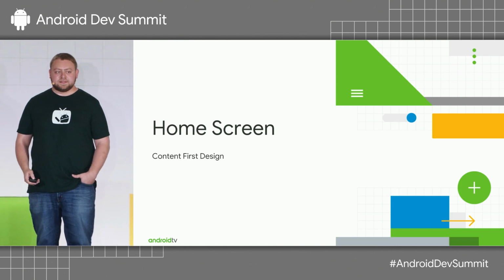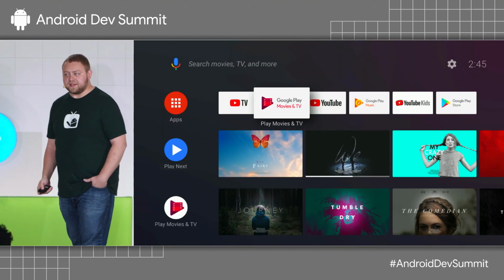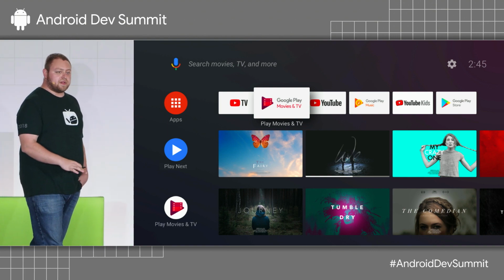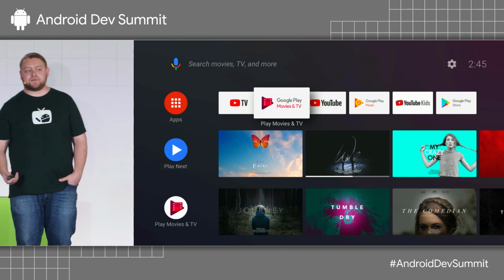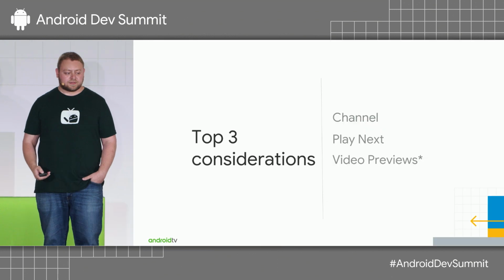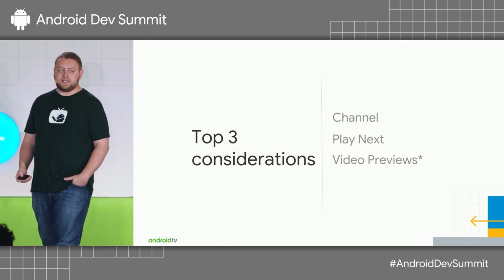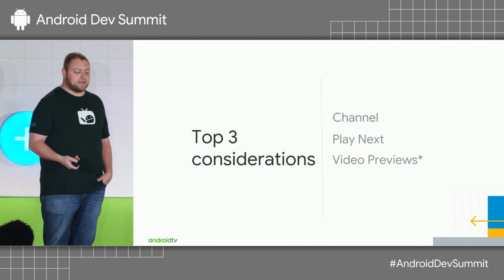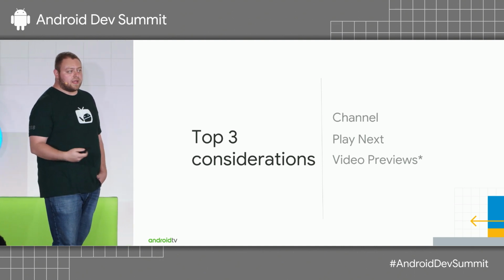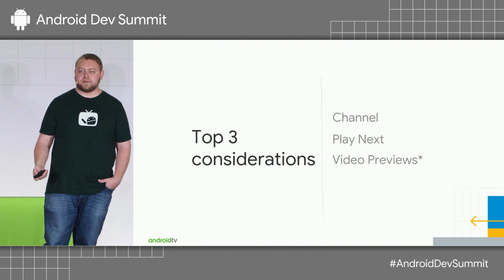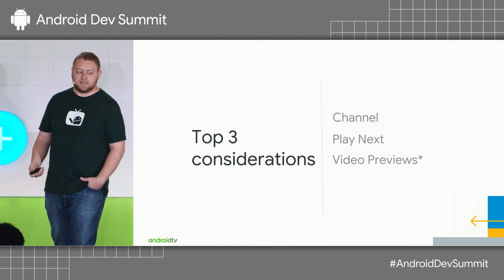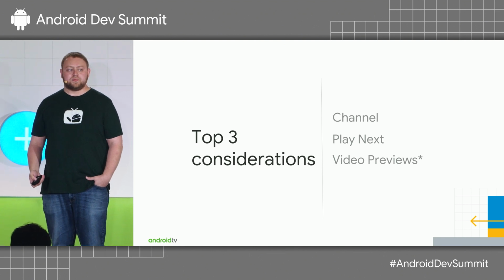Home screen. We've talked about the home screen for the past 2 IOs, so I'm not going to talk about the old. I'm just going to briefly cover it, and then we'll talk about some of the new stuff that's happening. The home screen has 3 key parts. Your app can have a channel, your app can integrate with the Play Next row, and for video apps, you can have video previews. We've seen up to 2x increase in engagement when apps have video previews.